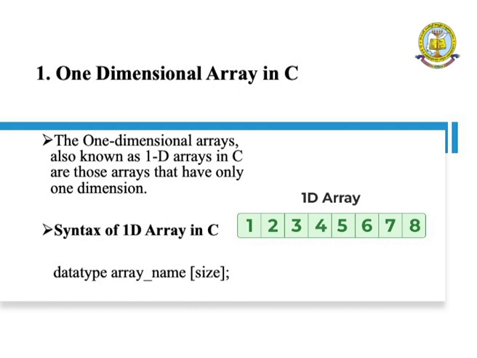One dimensional arrays are also known as 1D arrays in C. They are arrays only in one dimension. You can see in this picture, the 1D array is a normal array.